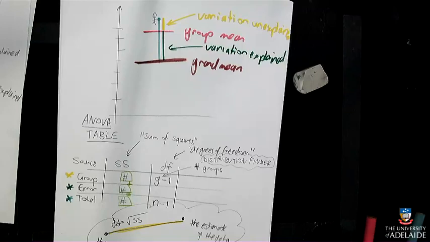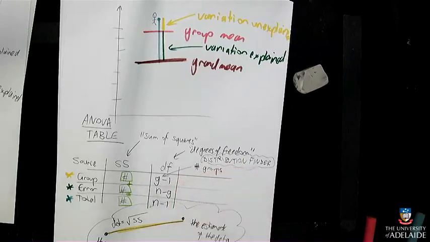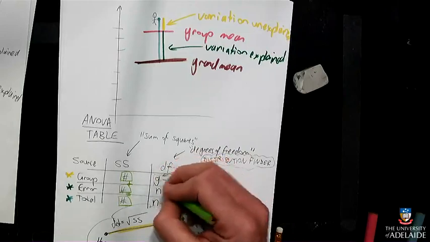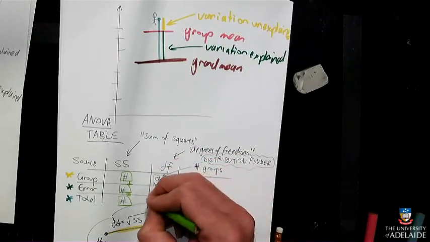And for the error, it's all the rest of the degrees of freedom. So we have n minus 1 degrees of freedom here and g minus 1 degrees of freedom here. This has to be whatever's left over, which is n minus g. So the idea again is that this plus this equals this.